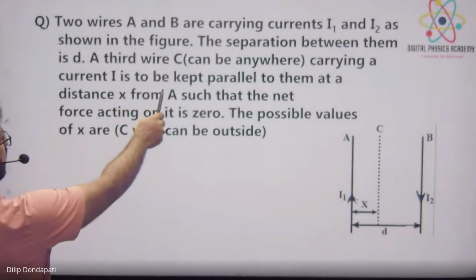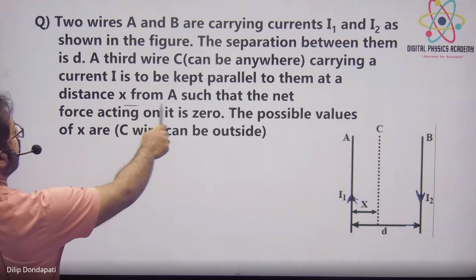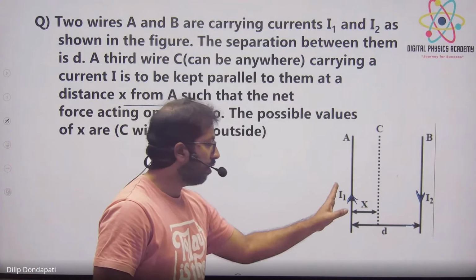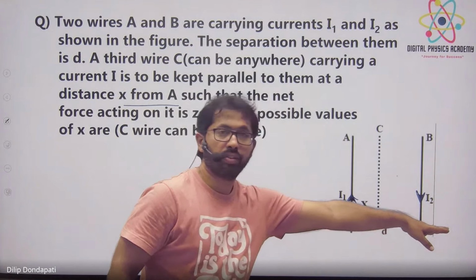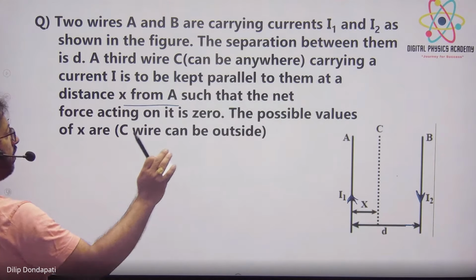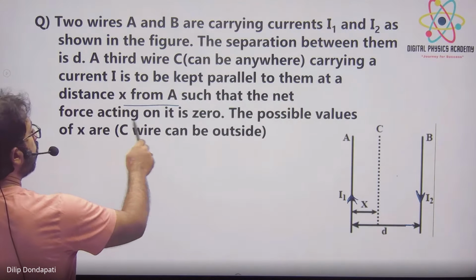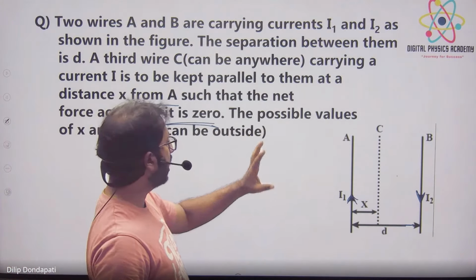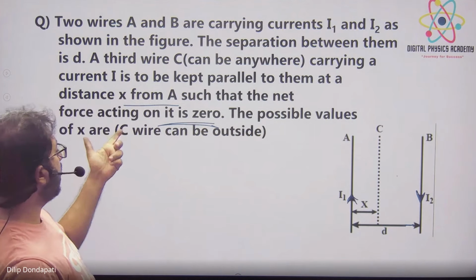It carries current I and is kept parallel to them at a distance x from A. I can put it at any of three positions, at distance x from the wire, such that the net force acting on it is 0. You have to place it such that the net force acting on it is 0. The possible value of x is?